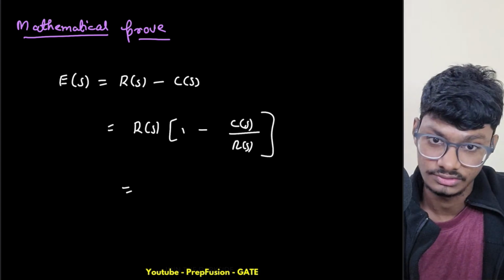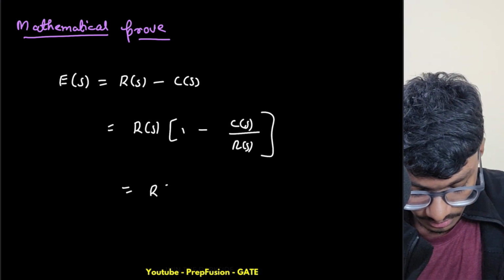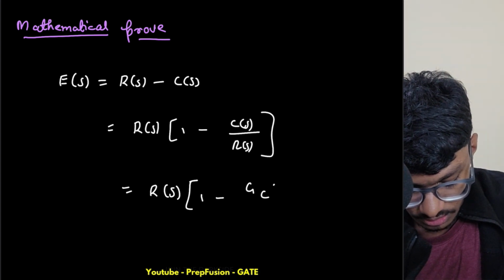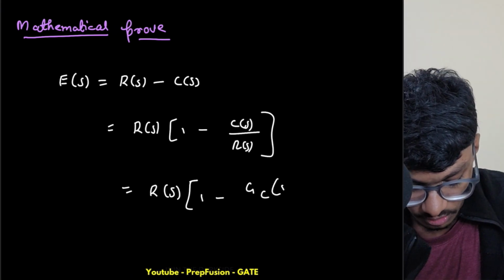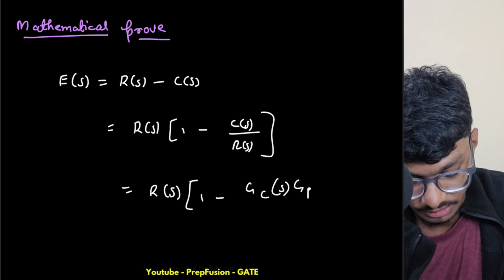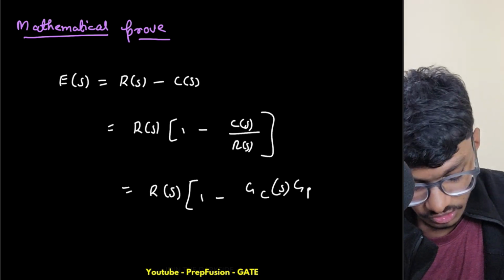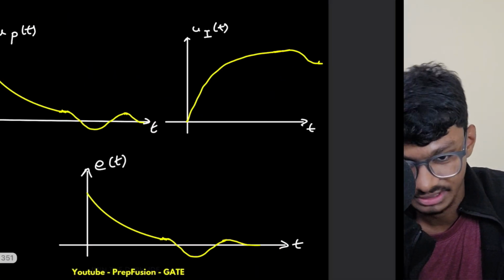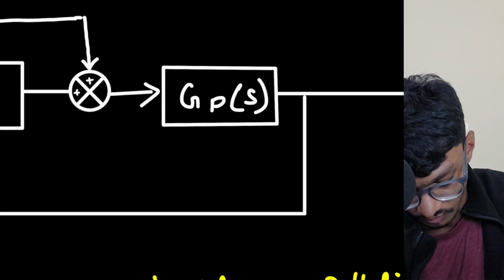This time the transfer function is a bit different. I will directly write it here: R of s times 1 minus GC of s. This is the whole controller transfer function, the integrator and the proportional controller, and this is the plant transfer function GP of s. So I will write this as G of s, here in this case also G of s.